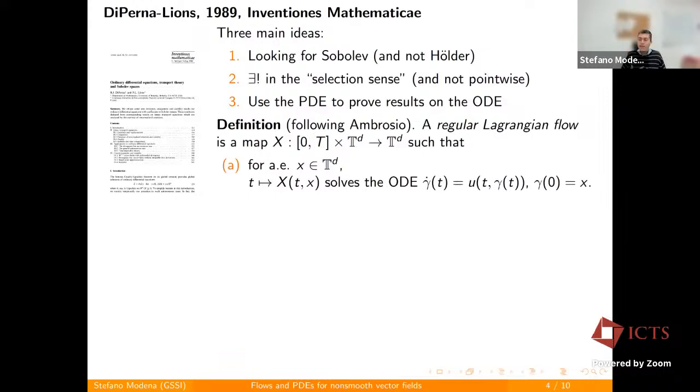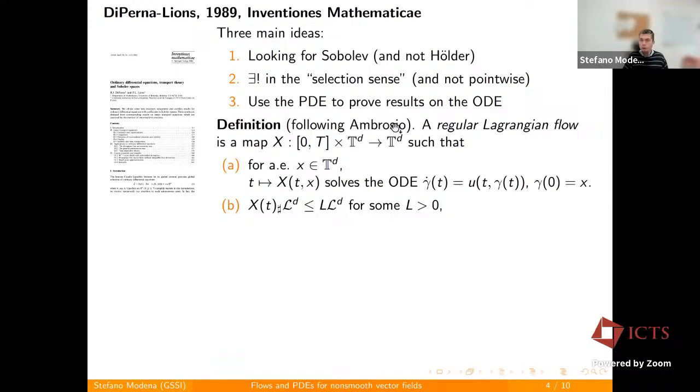And then what does it mean that they make sense? Well, to be a regular Lagrangian flow, there is a second property that this map has to satisfy, and it is the following. The push forward of the Lebesgue measure through the flow map at time t. Once again, for fixed t, this map X is a function from T^d into T^d, so from space to space. So we have the Lebesgue measure here.